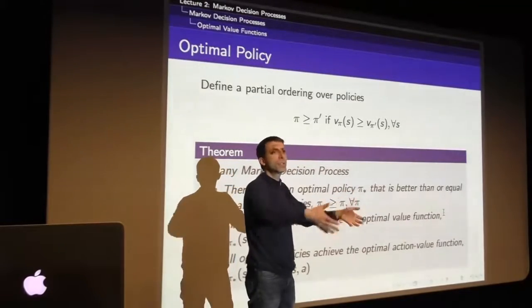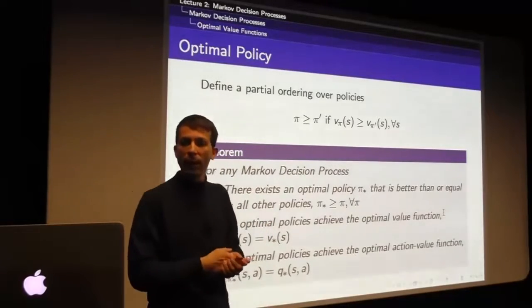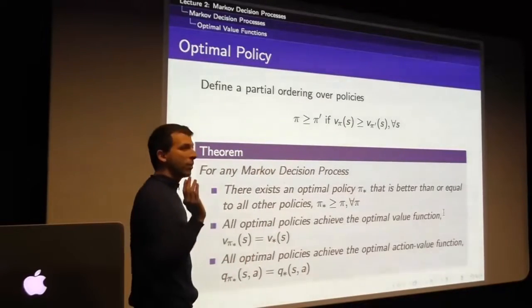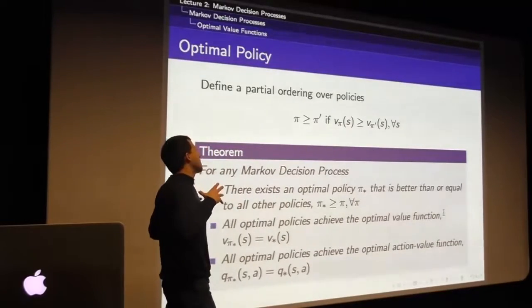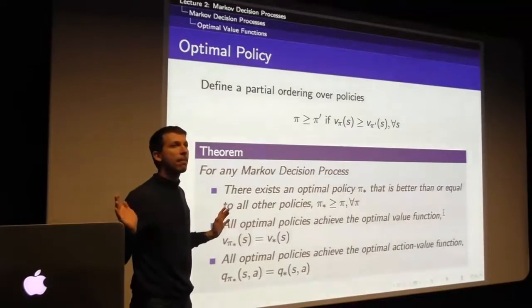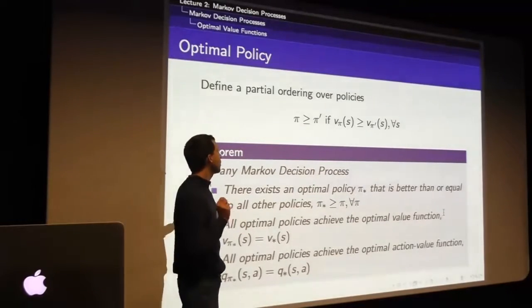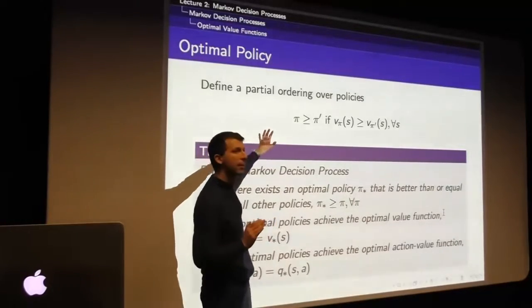It has to be at least as good in all states for us to say that it's greater than or equal in the partial ordering. Okay, and then there's this very important theorem which you'll find in Puterman and all the important texts on MDPs. And this basically tells us that for any MDP at all, there is an optimal policy that is better than or equal to all other policies.